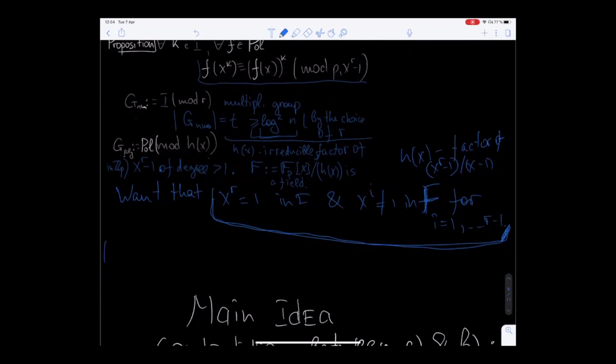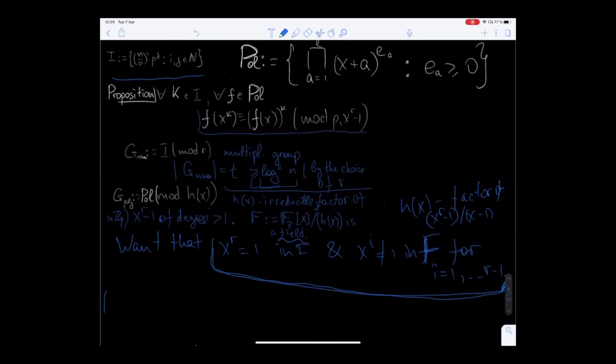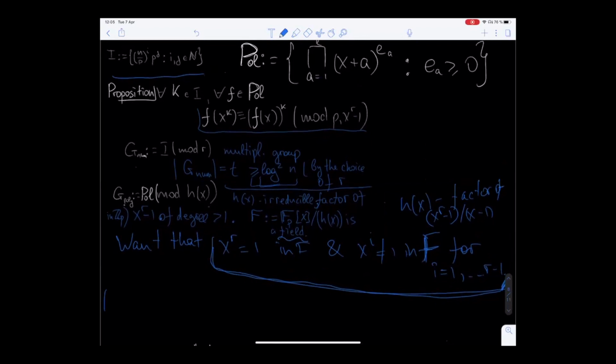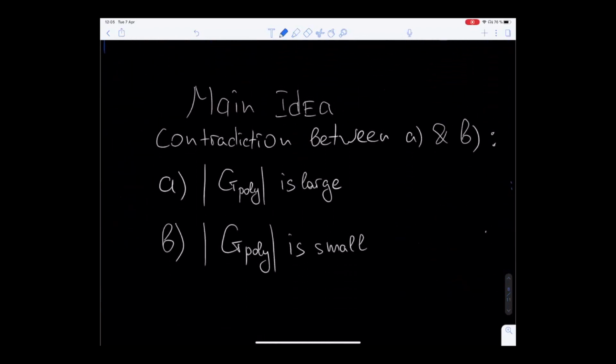Okay, so these two properties: it's a field, and the other property underlined. Once we have these two properties, we are ready to go for the proof. The main idea of the proof is the contradiction between these two things, that this polynomial group is large and the polynomial group is small.